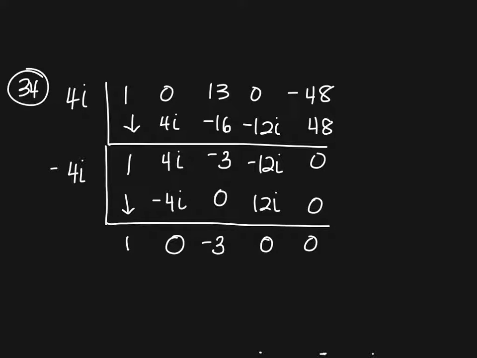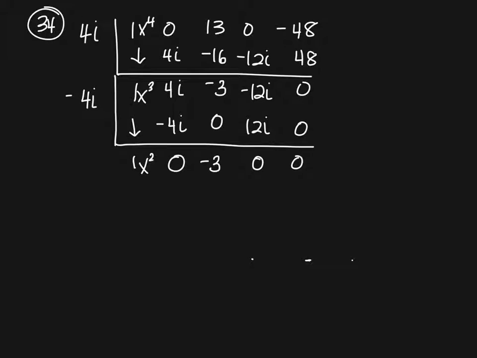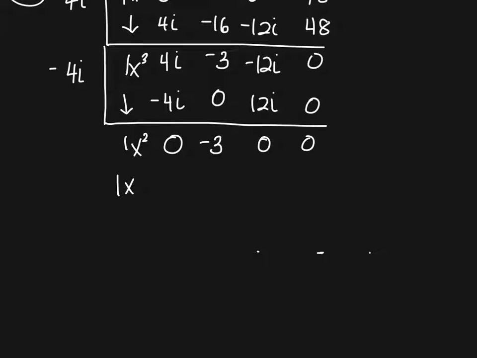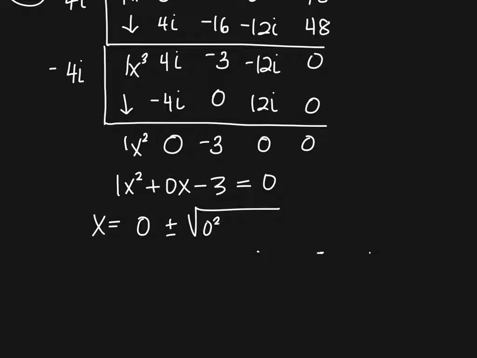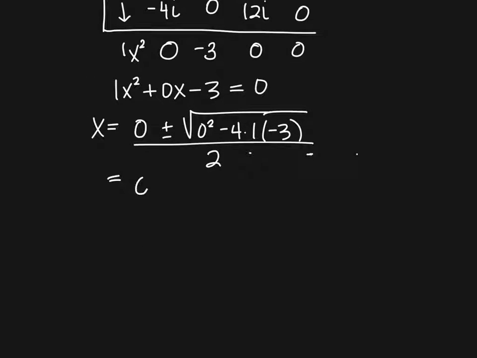Okay, so I want to reattach those variables at the end. And so starting out with this problem, it started with an x to the 4th. So as I trace my way back down, I'm now at x squared, which is the quadratic formula. Yep. So 1x squared plus 0x minus 3 set equal to 0. So then I'm going to have the quadratic formula. So I'm going to have 0 plus or minus 0 squared minus 4 times 1 times negative 3 all over 2. What do you end up with in the square root?